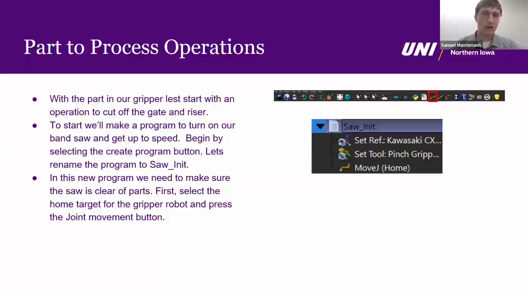So we're going to first select the create program icon, and then hover over your JMove to home and select the JMove option. The thing we're going to do is start up our saw, and the first thing we want it to do is make sure our robot is in a safe place away from that saw so we don't have any issues when we're starting up. So we'll move it there first, and then we're going to move on in the next step.